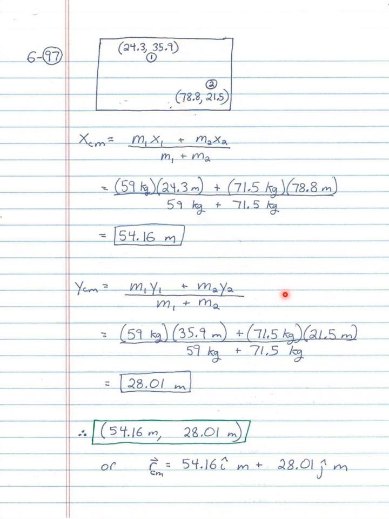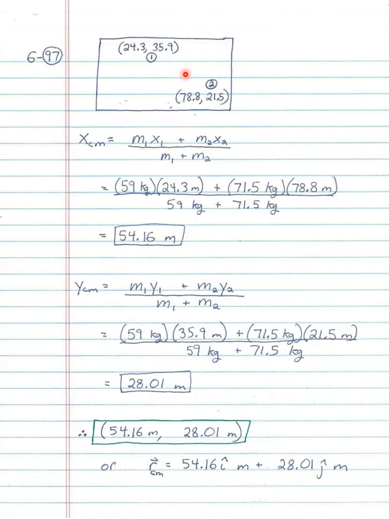So we'll use y center of mass, and we'll do each mass times its y coordinate divided by the same denominator, and we get 28.01 meters. So we have our x coordinate and our y coordinate. So 54.16 meters to the right and 28.01 meters going up, so maybe somewhere around there.